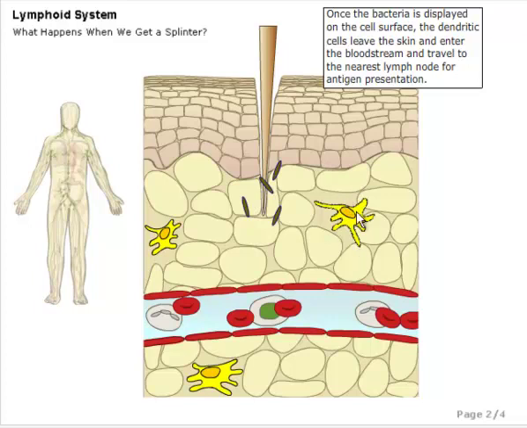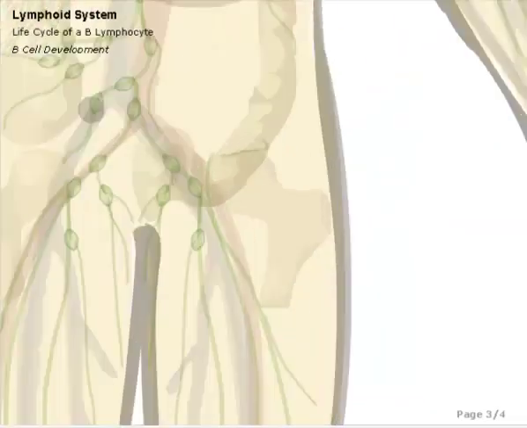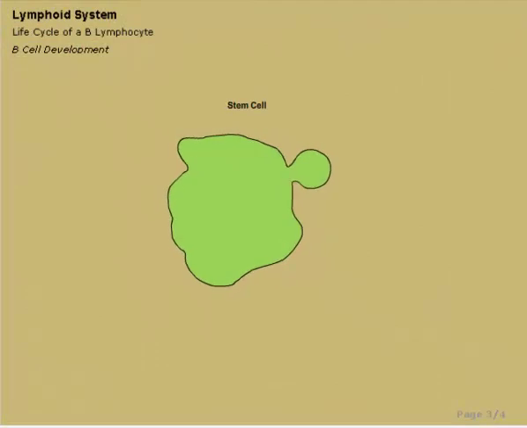So once the bacteria is displayed on top of the dendritic cell, it is going to leave the skin and enter into the bloodstream, and it's going to travel to the nearest lymph node to present the antigen. So we'll see it's traveling.